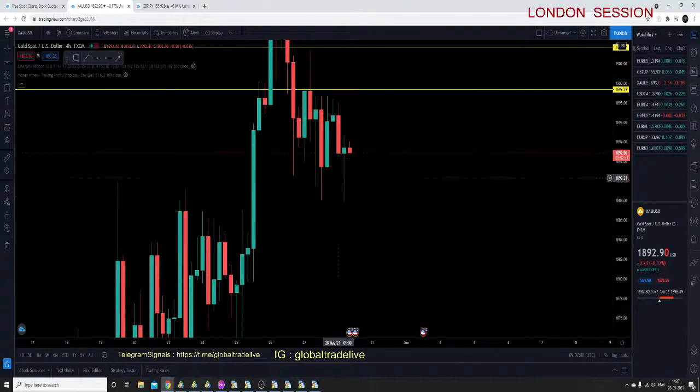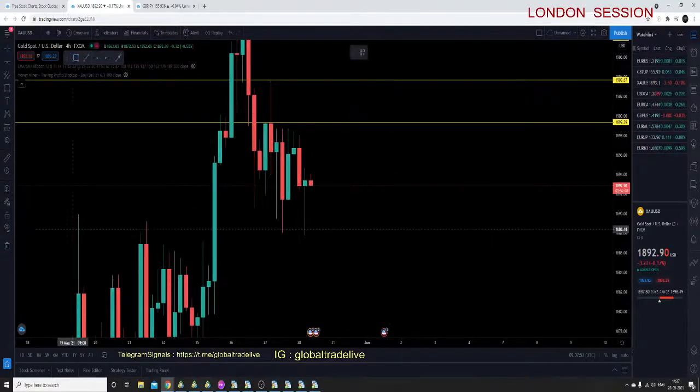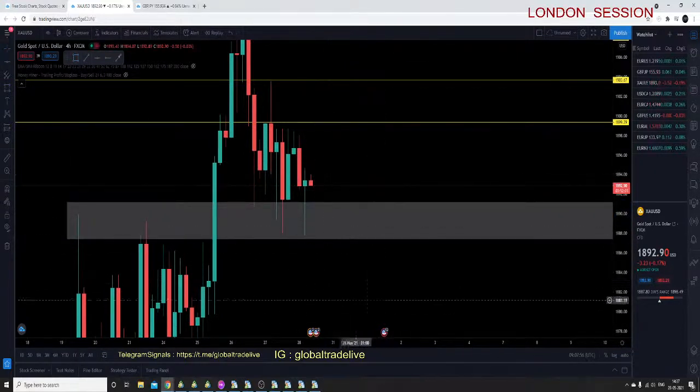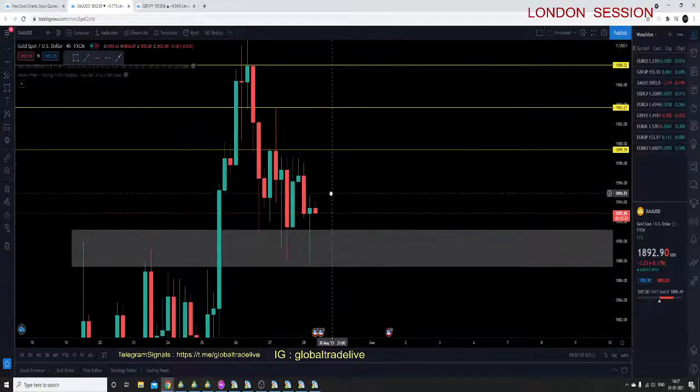Gold has just created this liquidity grab over here. It can reject this area to move up, and when it starts to go up, it will eventually go to this level.